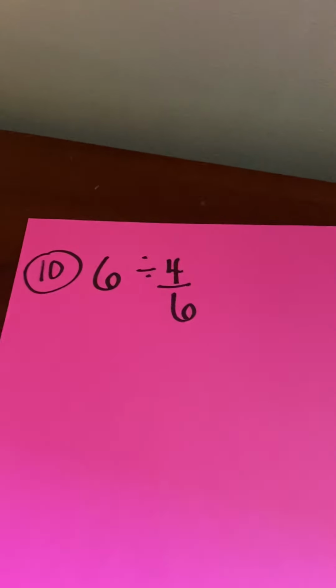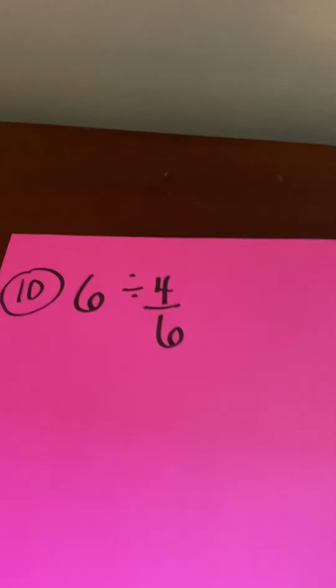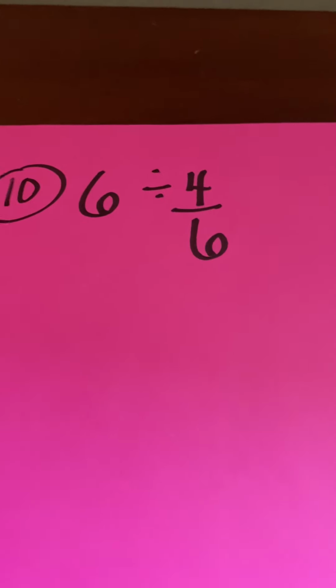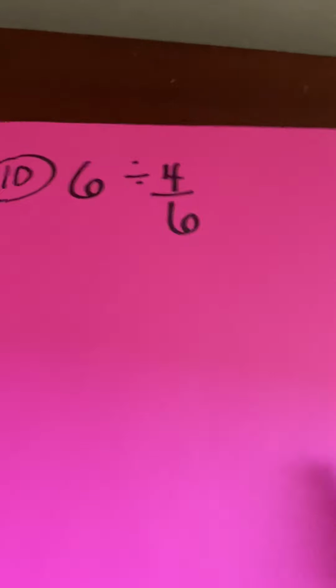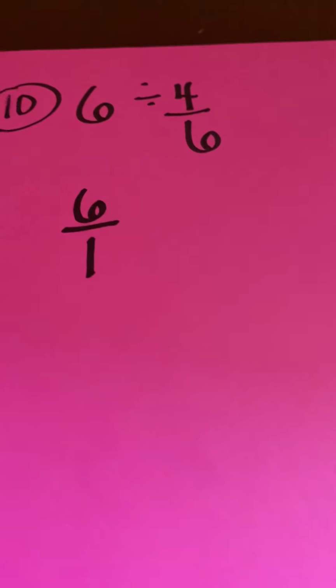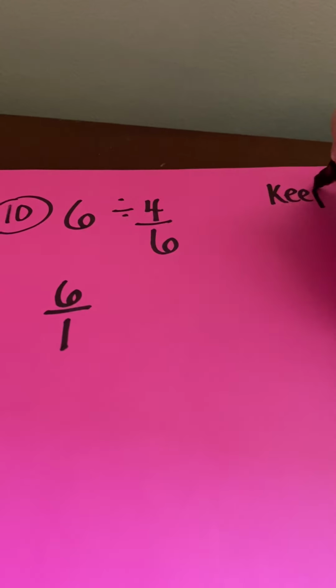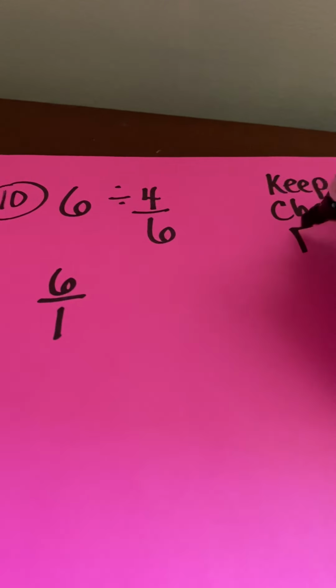Now, if you remember, I told you that whenever we're doing problems with fractions, we always like to make our whole numbers look like a fraction. So I'm going to change my 6, which is the whole number, and write it as a fraction, which is going to be 6 over 1. And if you remember on Friday, I told you when we were doing division problems to remember the phrase keep, change, flip.